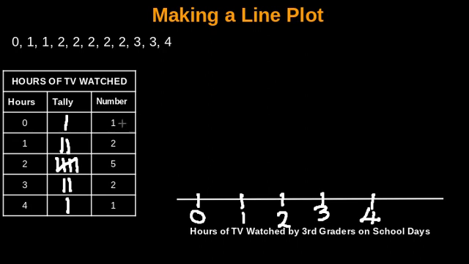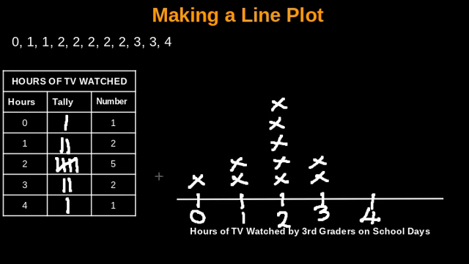So how many students watch for 0 hours? We have just one student, so that'll be 1 X. How many students watch for 1 hour? We have 2 students. 1, 2. How many students watch for 2 hours? We have 5 students. So that's 1, 2, 3, 4, and 5. How many students watch for 3 hours? 2 students. And how many students watch for 4 hours? Just 1. So this is our line plot, which I believe you got.